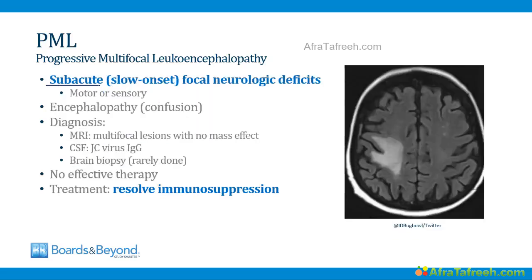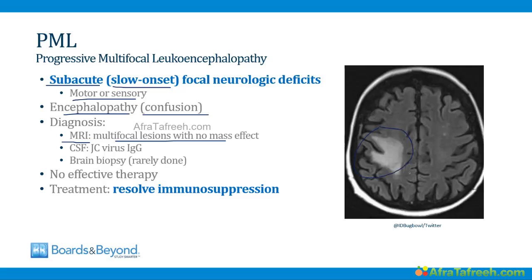PML presents with subacute focal neurologic deficits, and by subacute I mean a relatively slow onset, usually over weeks or months. The deficits can be motor or sensory, and in addition, patients usually develop encephalopathy and symptoms of confusion. You can make the diagnosis with MRI. It will show multifocal lesions with no mass effect. If you look at this MRI on the screen, you can see this large white lesion. Note that it's not producing any mass effect in shifting the midline.